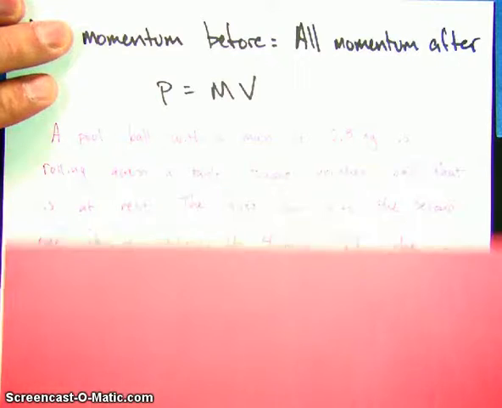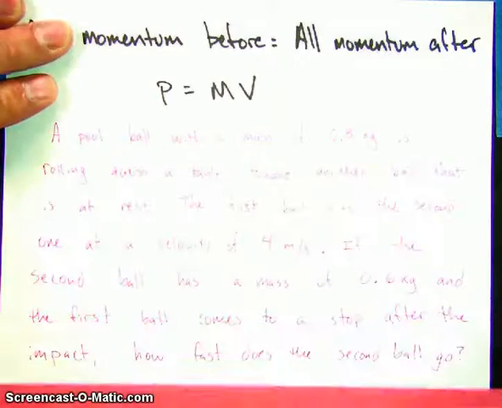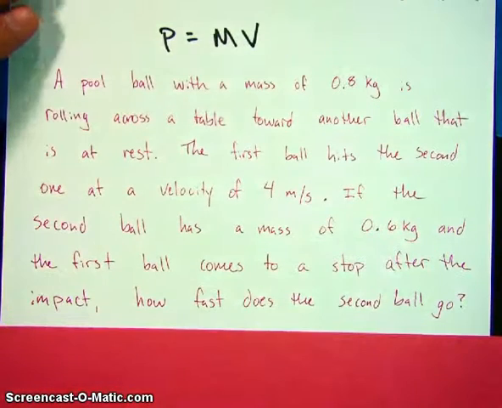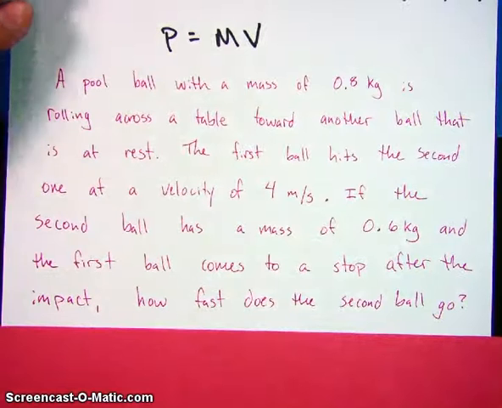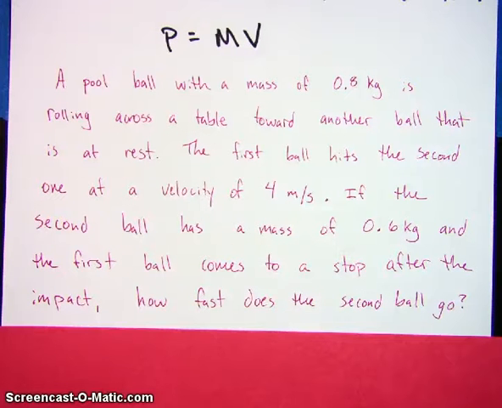So here's the first practice problem. In this situation, a pool ball with a mass of 0.8 kilograms is rolling across a table towards another ball that is at rest. The first ball hits the second one at a velocity of 4 meters per second, and if the second ball has a mass of 0.6 and the first ball comes to a stop after the impact, how fast does the second ball go?